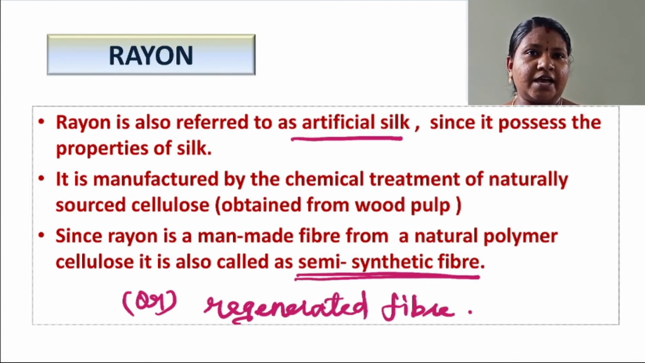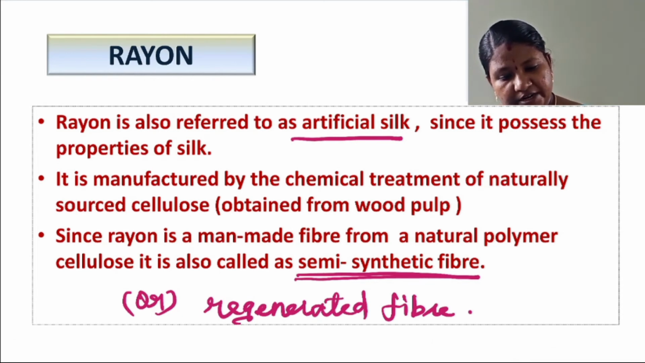The natural silk, as we already saw, is obtained from the silkworms. Rayon is a synthetic fiber, but it resembles natural silk. It is not natural; we prepare it artificially, right? So rayon is also referred to as artificial silk, since it possesses the properties of natural silk.